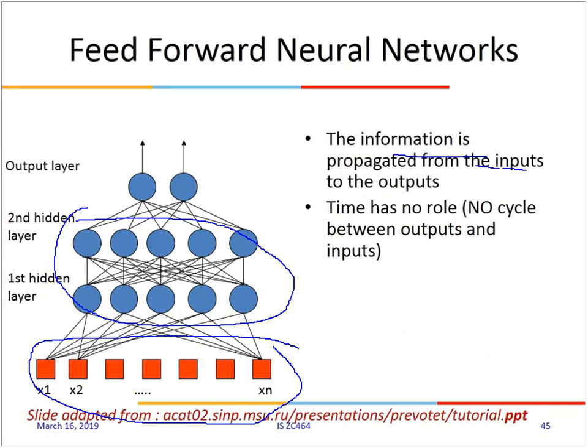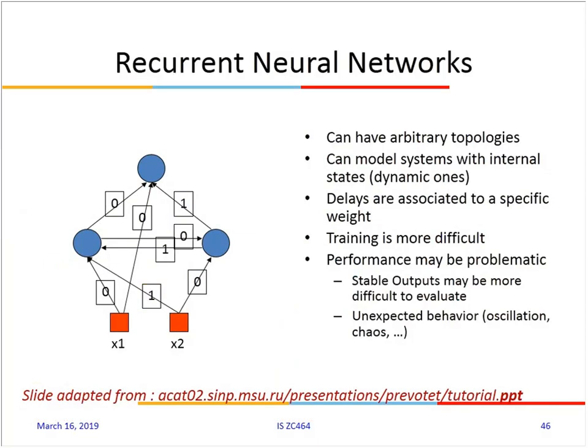Then there comes a recurrent neural network. Okay, so in this we can have arbitrary topologies. Of course, this is a very difficult and complex level of network which is used to handle very complex problems. Then it actually can model systems with internal states. Delays are associated to a specific weight. Training is more difficult, right?